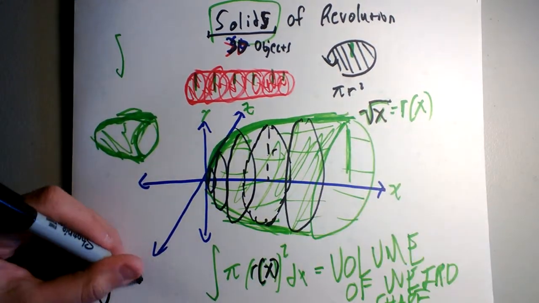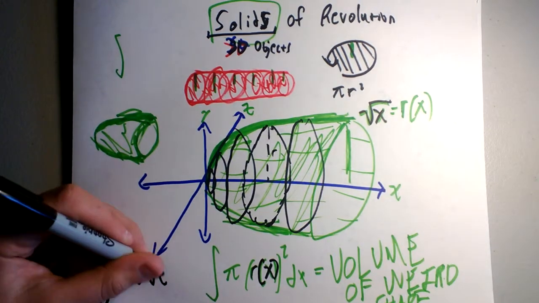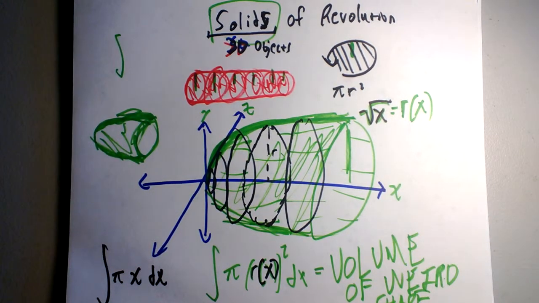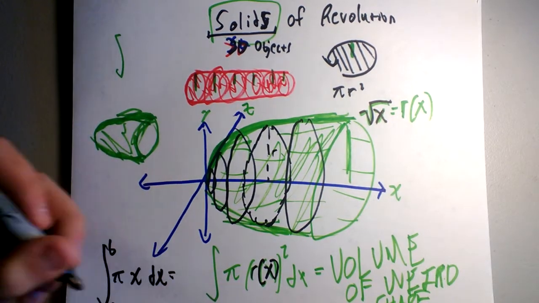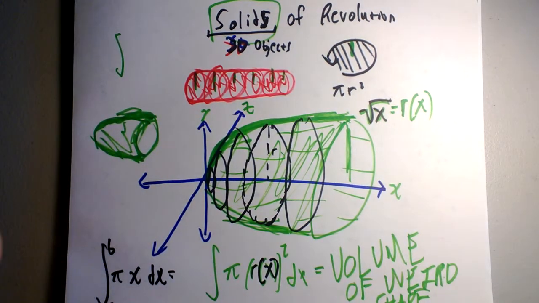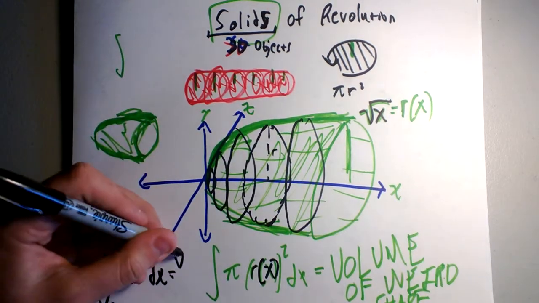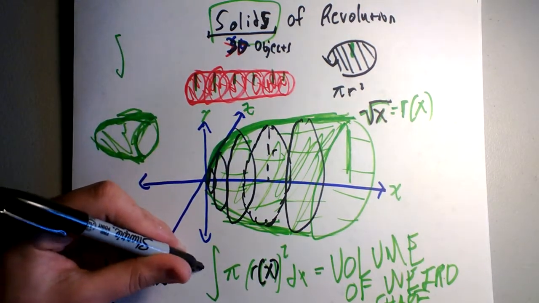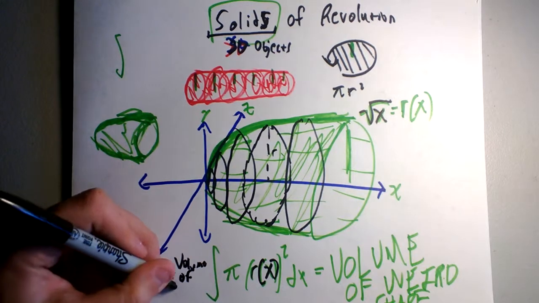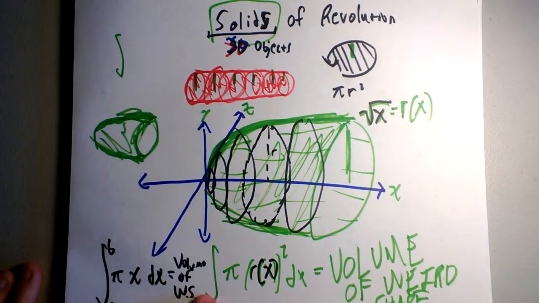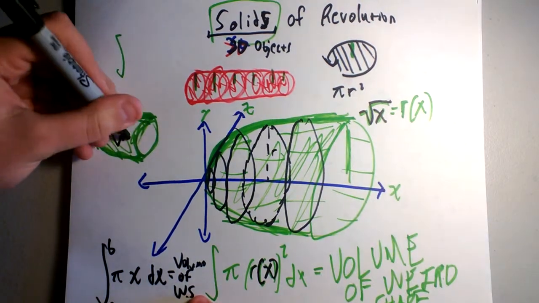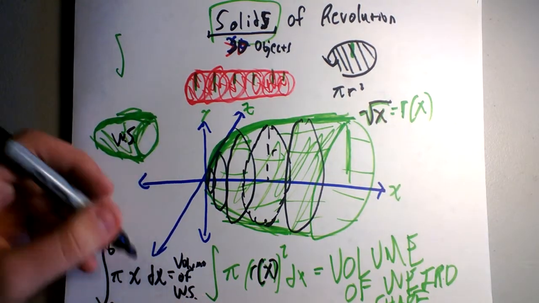What is this thing squared? It's just x, right? And then it's dx. All right, and now we could take any bound, really. And that gives us the volume of that weird shape. Let's just say ws, because I feel lazy. Now let's label this ws, weird shape.